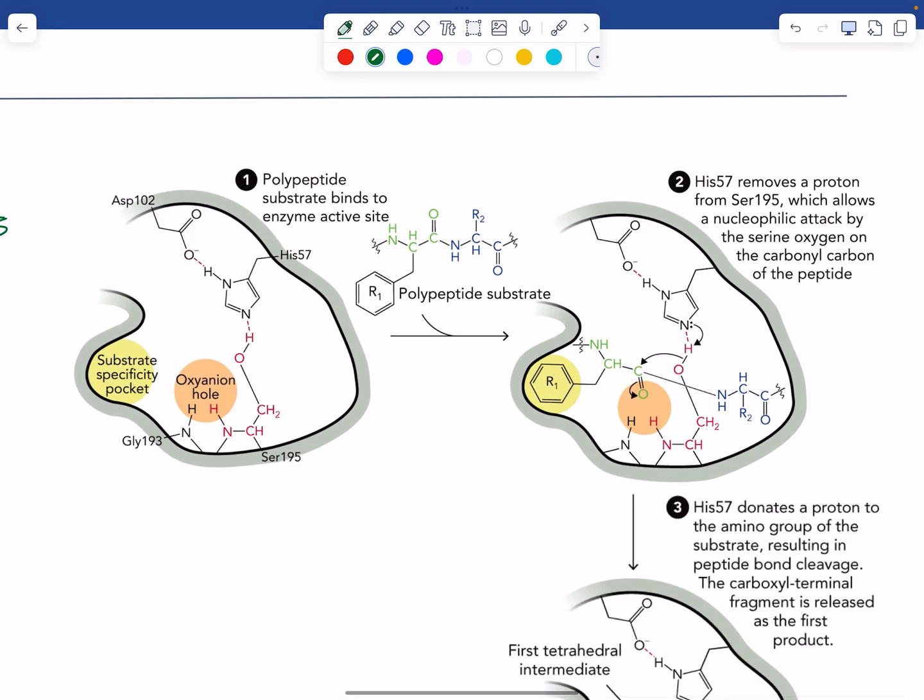So in step 1, you get binding into the active site. Okay, so here's the substrate that's coming in and it's binding. And so now here's the substrate right here. Okay, and again, so that we can show it in 2 dimensions, the scissile bond, which I'm hopefully going to highlight in pink.